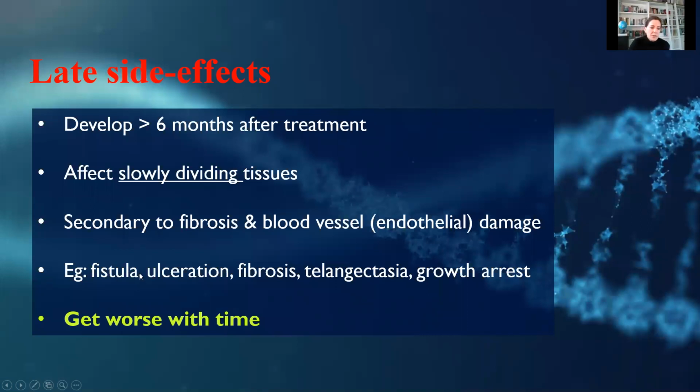Examples of these would be fistulas, ulceration, fibrosis, telangiectasia, and then of course in children, growth arrest, which we do irradiate children, but less commonly for head and neck tumors, but this is a big problem if you do have to treat children. The unfortunate thing about these late side effects is that they get worse with time. They do not get better, so once they start, they don't go away.